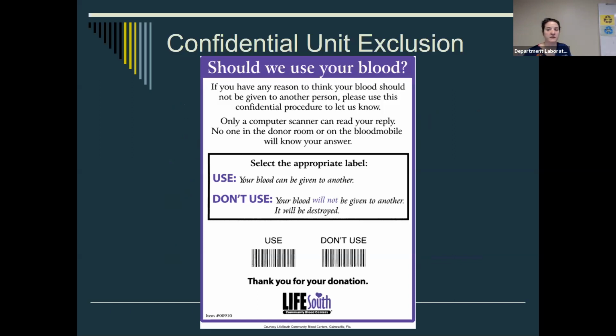And so this is the confidentiality that's going to be given to them after the procedure, just to let them know we can use it, so your blood will be given to another individual, or we should not use your blood, all right? If at this point you've collected the unit and then that donor says, oh, I don't want my blood to be used, we will destroy that unit, okay?